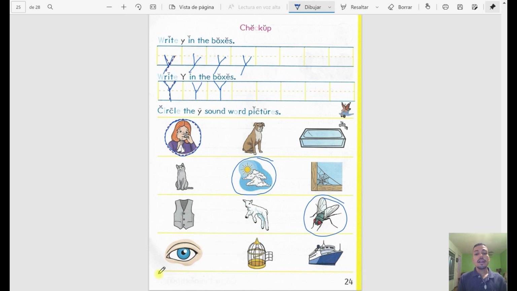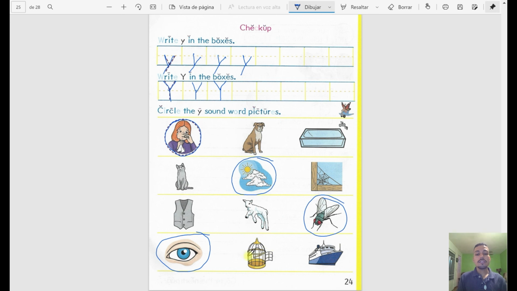The next one here, this is an I. I has the sound I. I. Yes, very good. It has it too, right? So we have to circle the I. Very good.